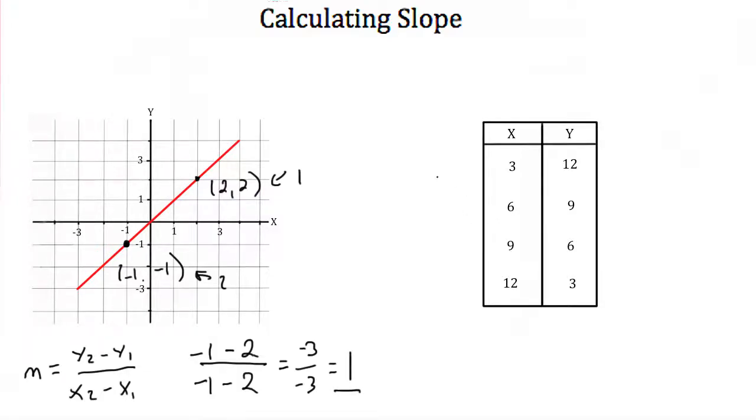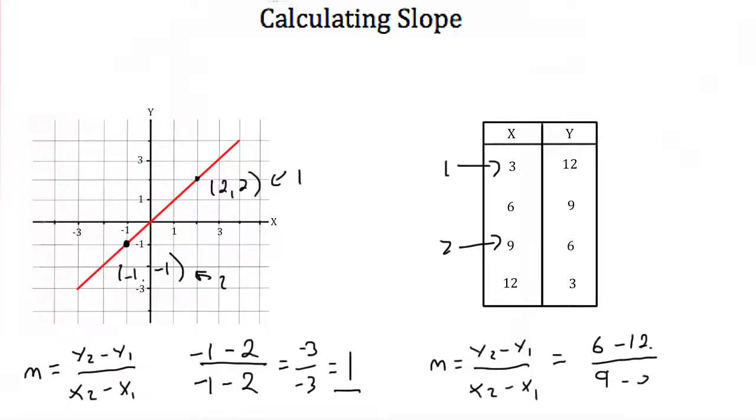Now let's try it from a chart. Pick any points in the chart. You only need 2. So I'm going to pick the first one and the third one. I'm going to plug it into my formula. m is equal to y2 minus y1 over x2 minus x1. And I'm going to call this point 2 and this point 1. So we're going to start with 6 minus 12 over 9 minus 3. Here we're going to end up with a negative 6 over 6. So the slope of the function that's represented in this chart is negative 1.